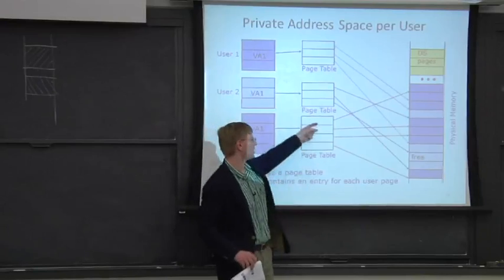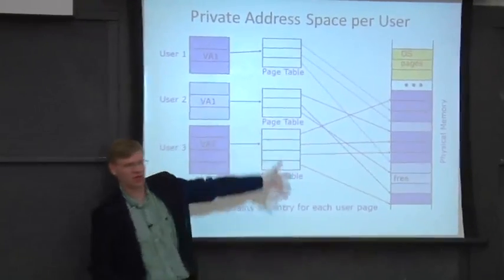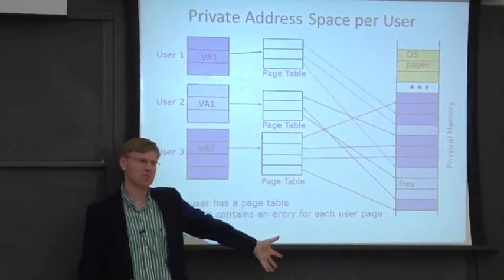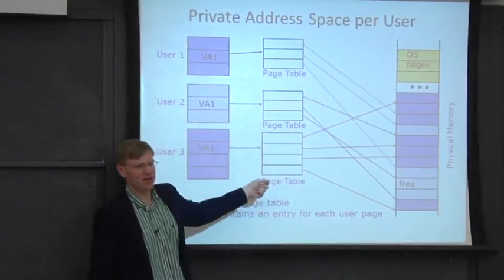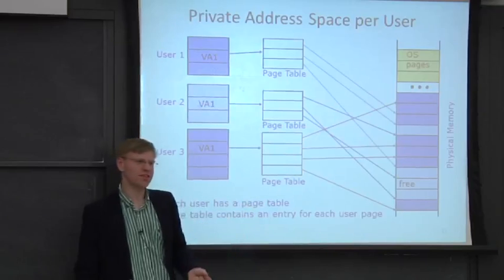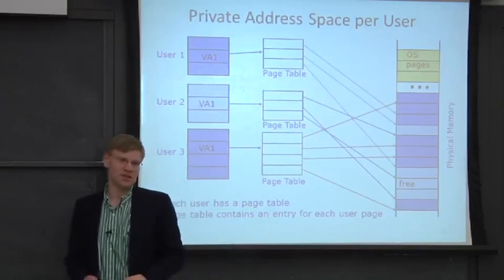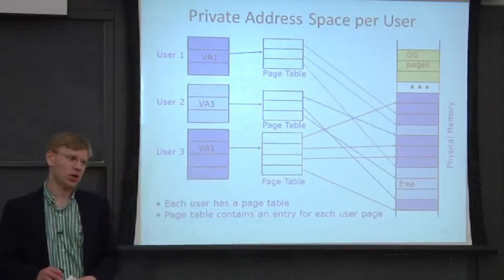If you want to have a program that can address 4 GB of RAM, you're going to need a page for each 4 kilobytes of those 4 GB. That's a lot of pages. So you need to store this somewhere.